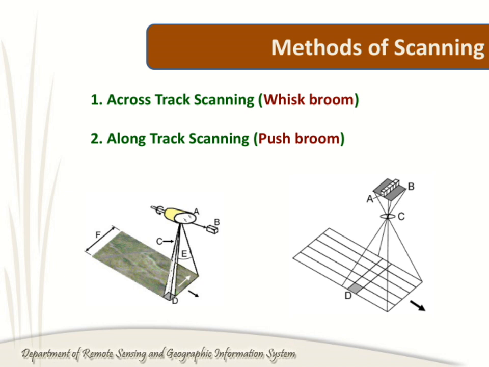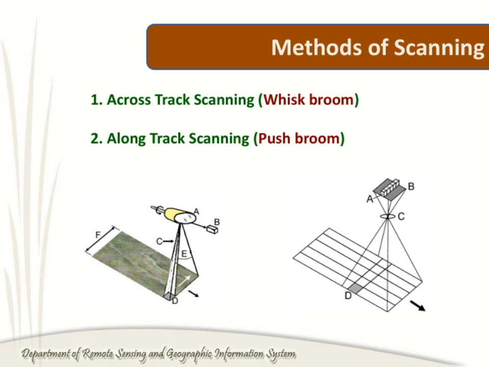Next, there's the along-track scanning, or push-broom method. Here, the sensor moves along the direction of travel, capturing data continuously as it moves forward. Think of it like pushing a broom along a floor, covering the area systematically in a straight line. This method allows for high-resolution data collection and is common in modern satellite sensors.